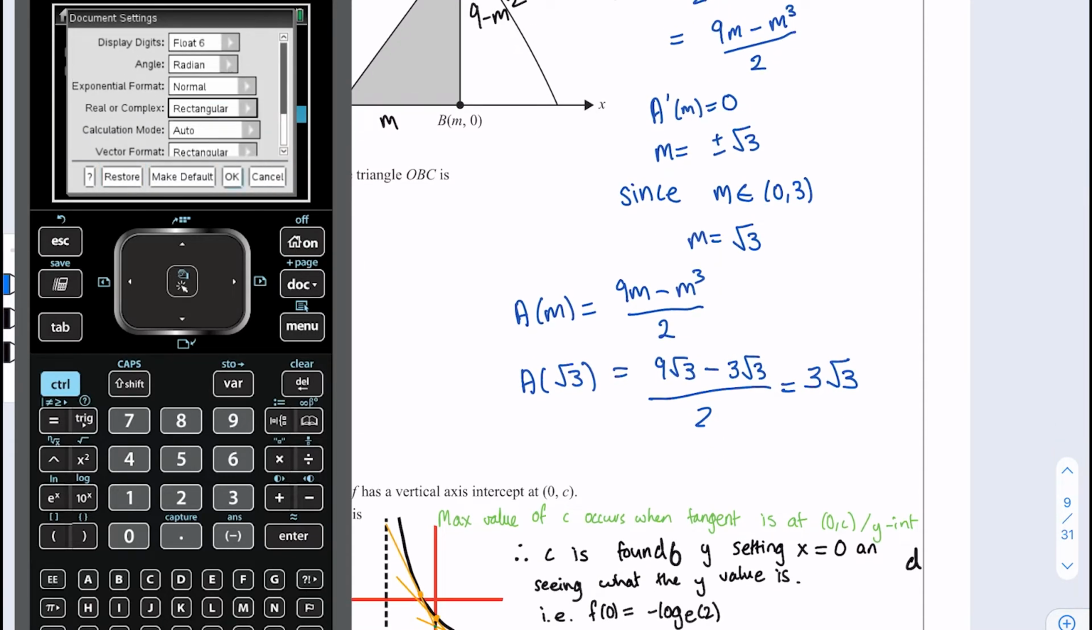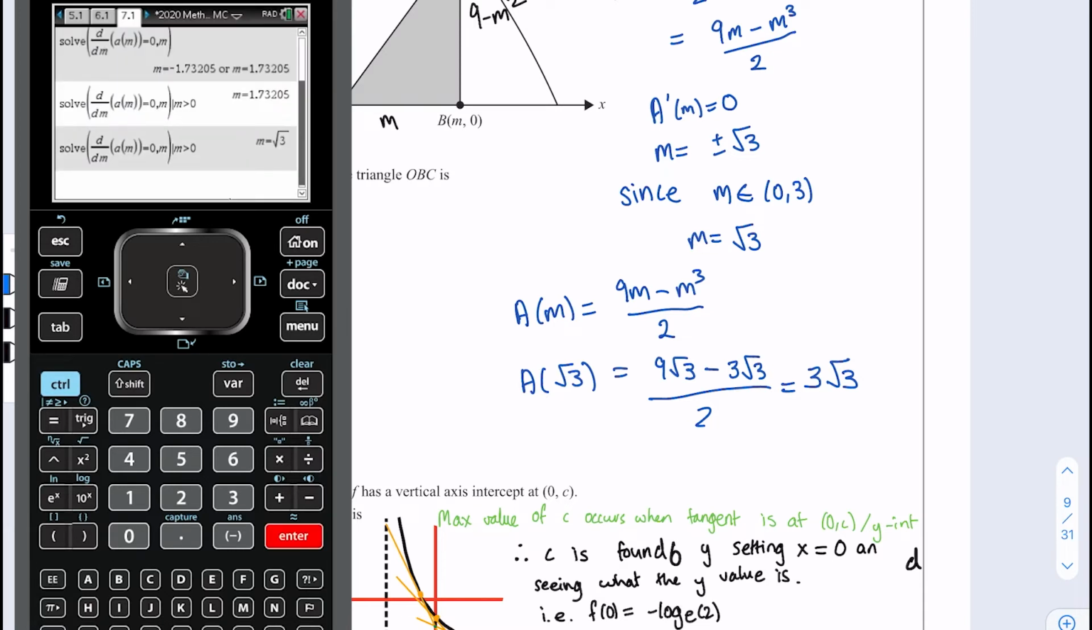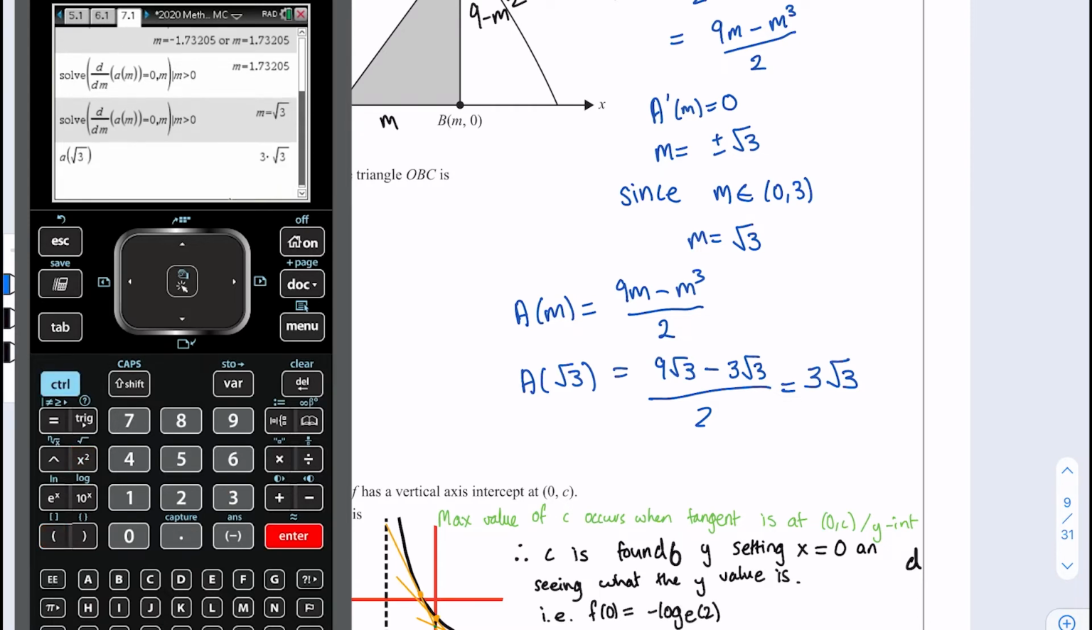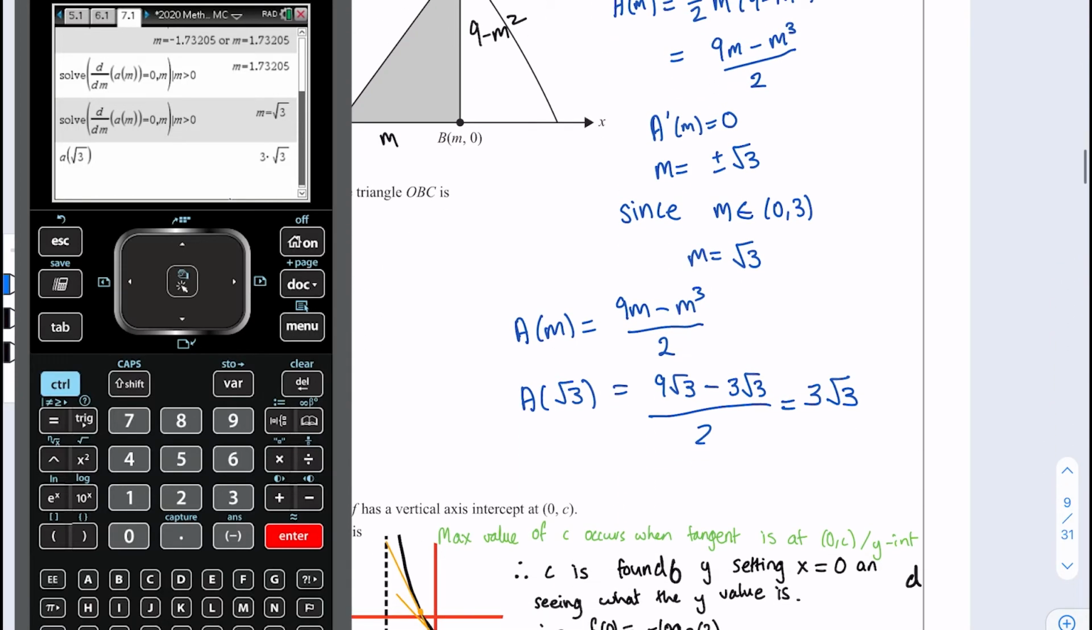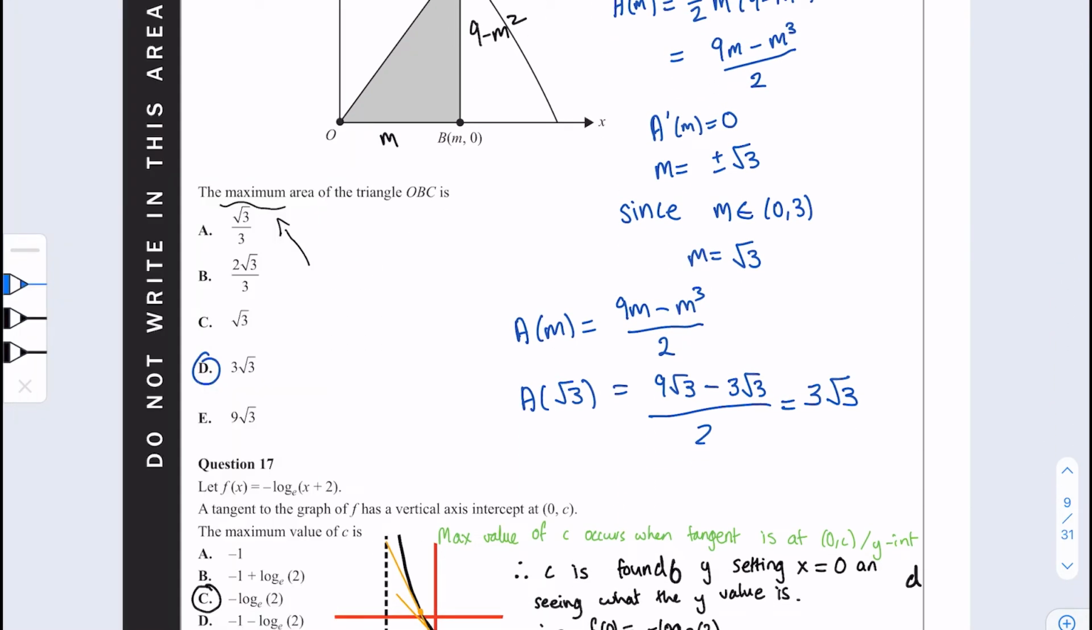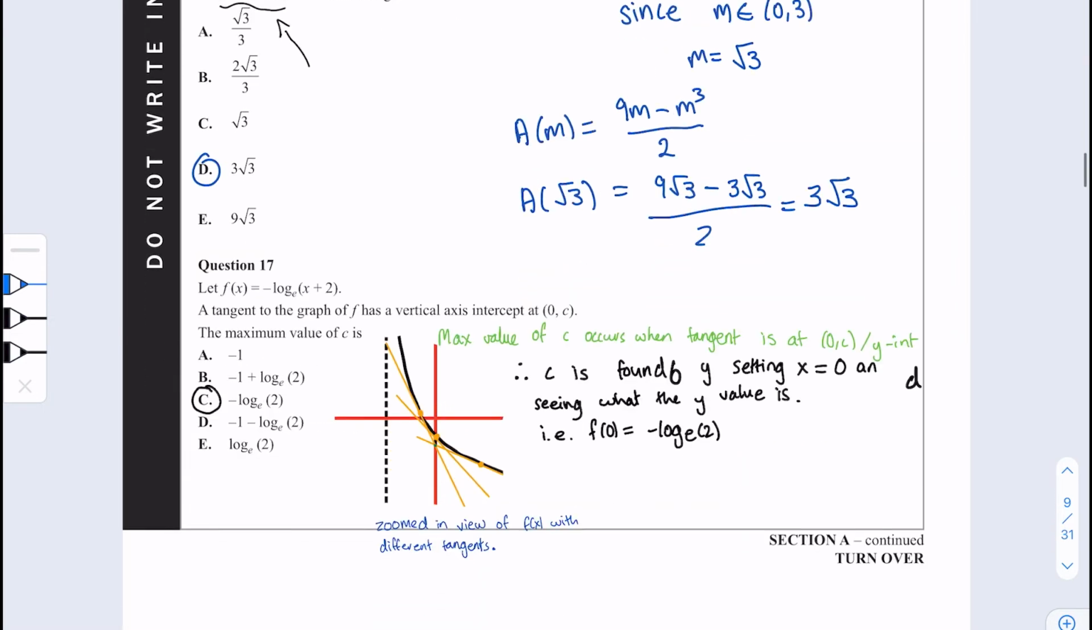Okay, now we have a function that solves for area when given an x value m. Now we know that the m value of root 3 gives you the maximum area. So now you put that m value into your area function, and then that should give you the maximum area, which is root 3 times root 3. So the answer is D.